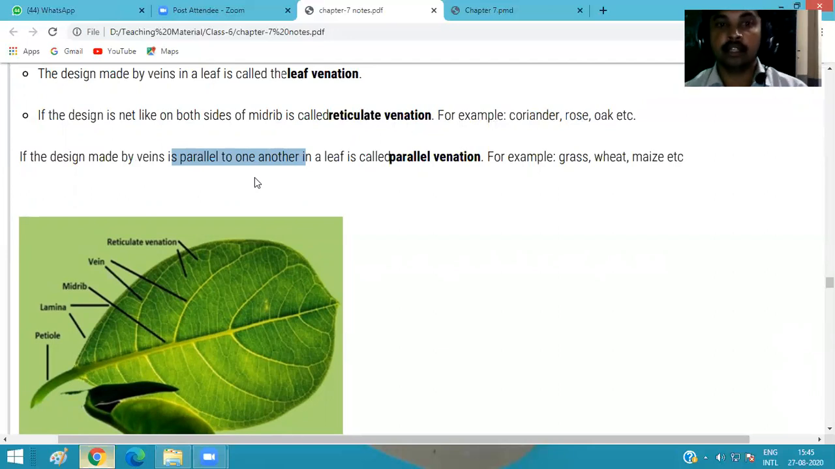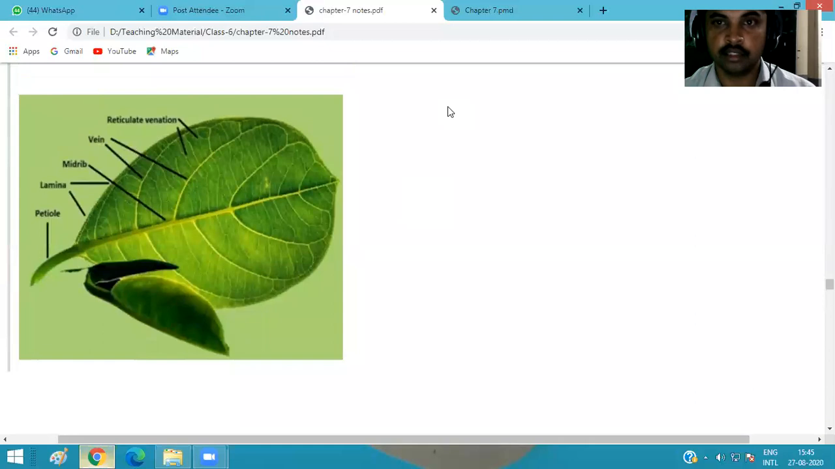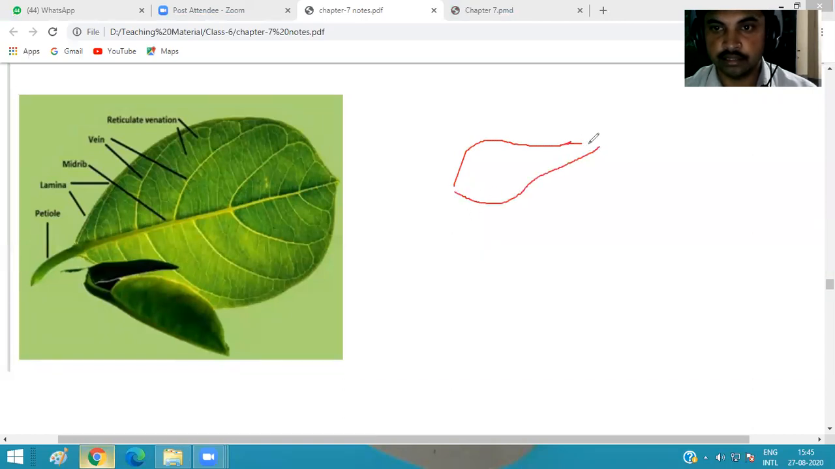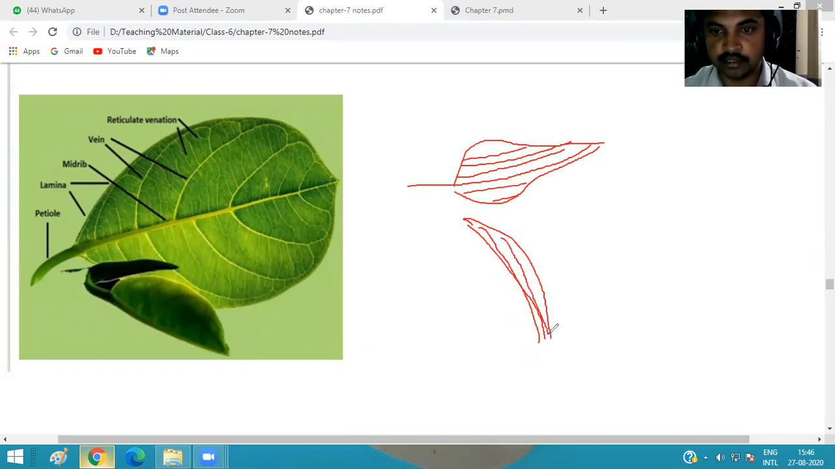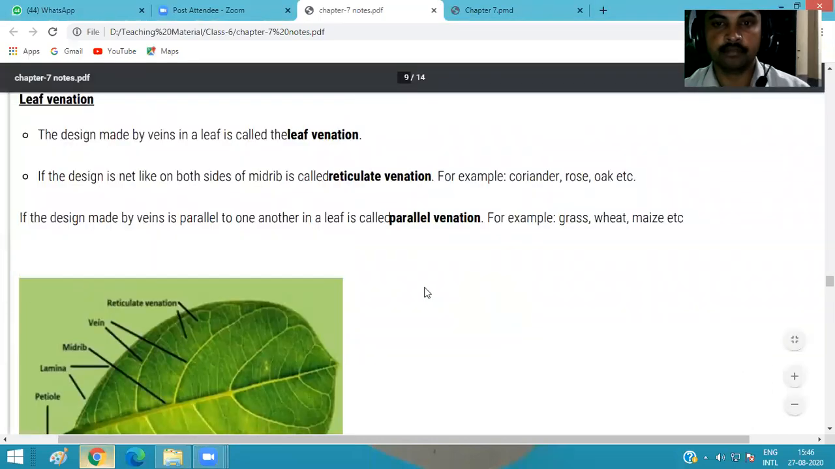The second type of venation is when the design made by veins is parallel. A parallel network of veins is called parallel venation, like grass, wheat, and maize. There is no diagram for it, so I try to draw a leaf structure like this. In grass, wheat, and rice, the veins are arranged parallel to each other in the leaf. This type of venation is called parallel venation.